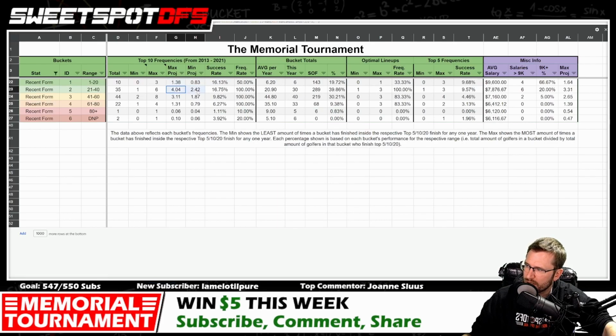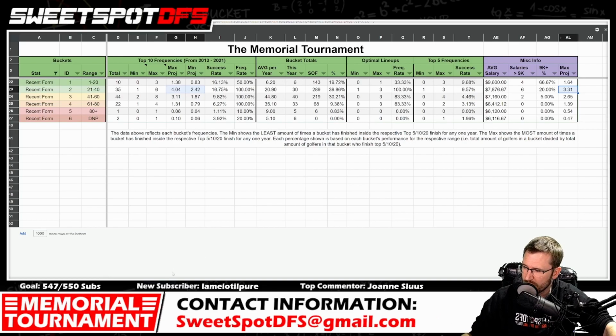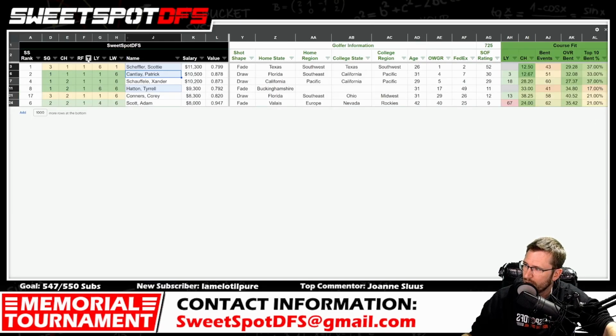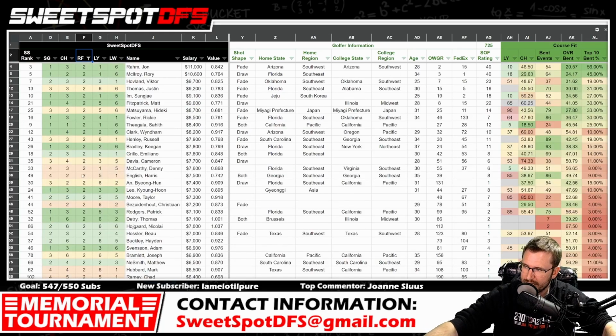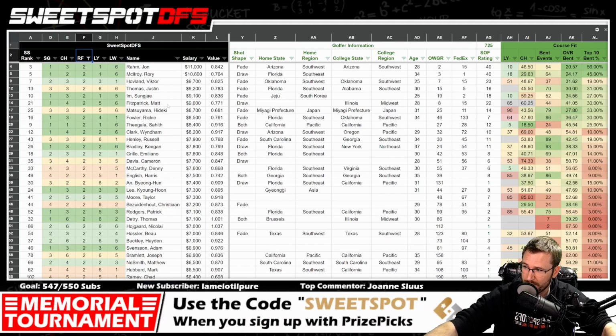The next bucket is recent form 2s, and we want 2 to 5. That doesn't change even with the conservative max projection. So coming in with good recent form is proven to be good at this event. That's Jon Rahm, Rory McIlroy, Victor Hovland, Justin Thomas, Sungjae Im, Matt Fitzpatrick, Hideki Matsuyama. So there's our Matsuyama pick, by the way.